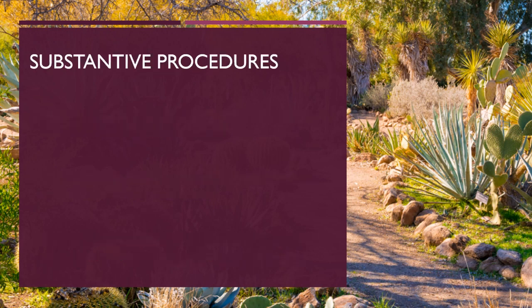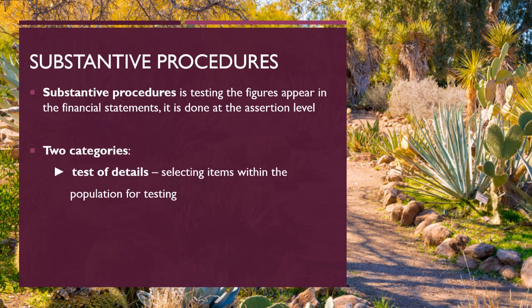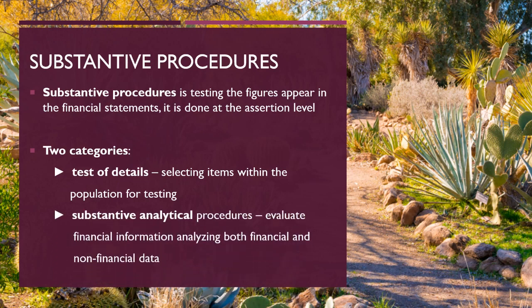Substantive procedures. Substantive procedures is testing the figures that appear in the financial statements. It is done at the assertion level. There are two categories for substantive procedures. First is test of details, which is selecting items within the population for testing. Second, substantive analytical procedures, which is evaluating financial information, analyzing both financial and non-financial data.